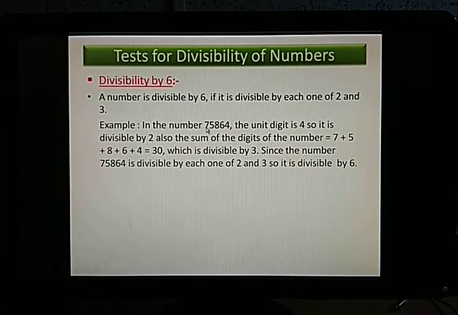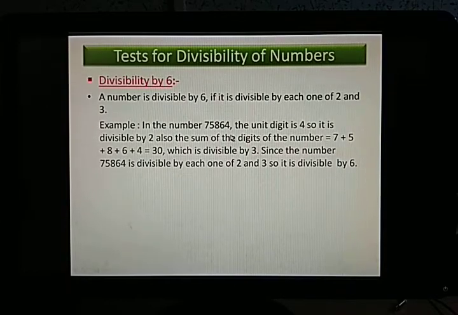Here a number is given: 75,864. What we need to do is first check whether it is divisible by 2 or not. According to the test for divisibility by 2, we have to check the unit place. The unit place is 4, so obviously this number is divisible by 2.